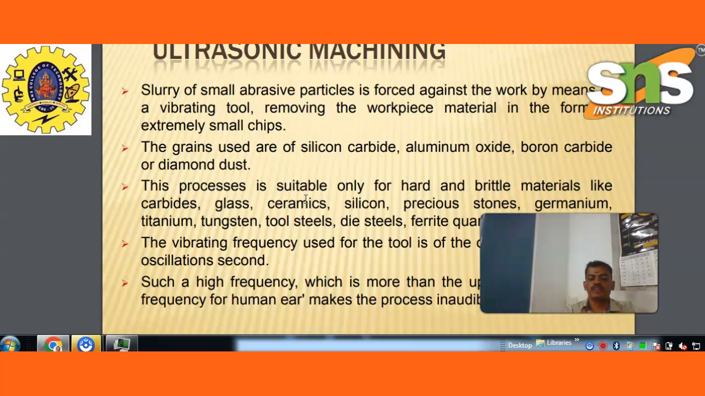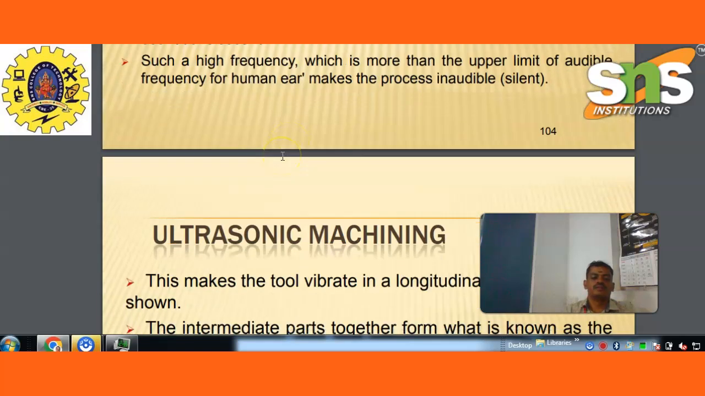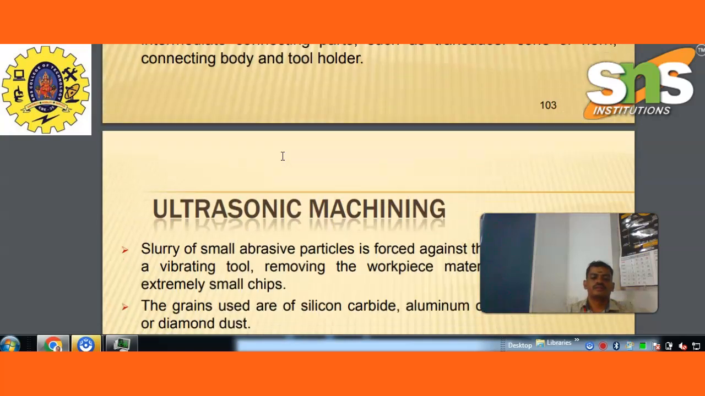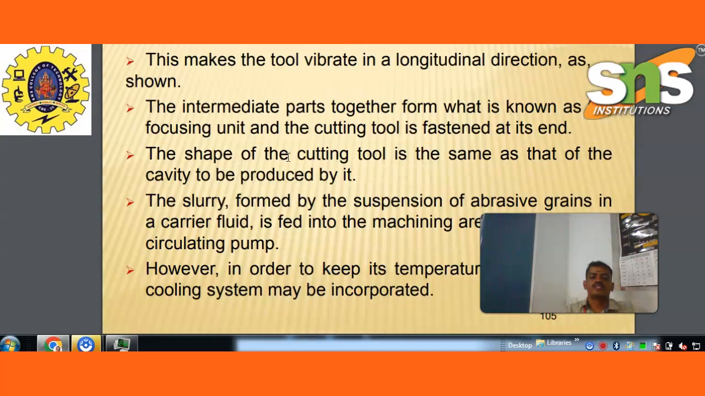The vibrating frequency used for the tool is of the order of over 20,000 oscillations per second. Such a high frequency, which is more than the upper limit of the audible frequency for the human ear, makes the process inaudible. This makes the tool vibrate in the longitudinal direction.